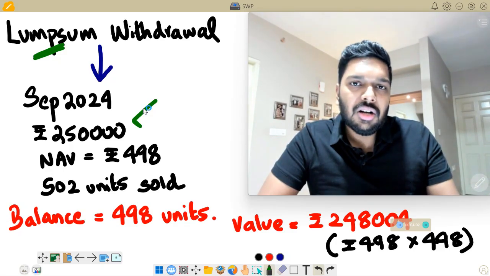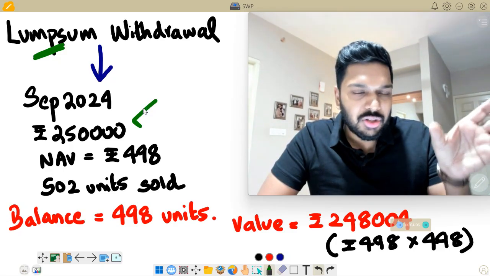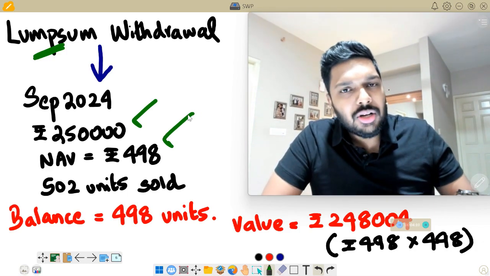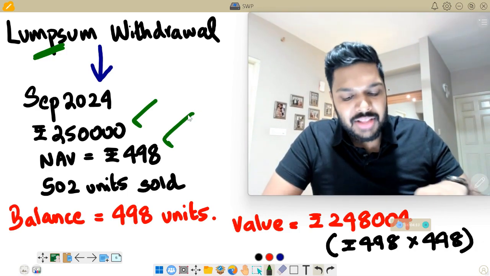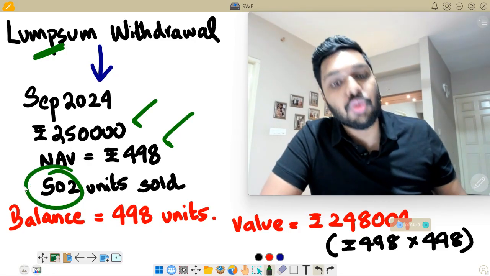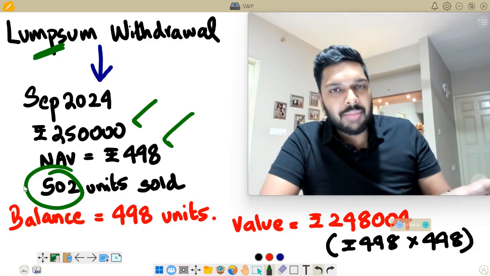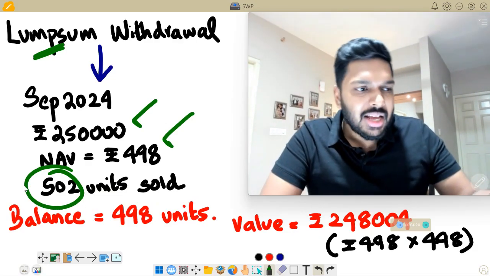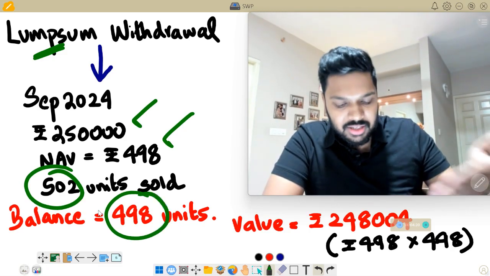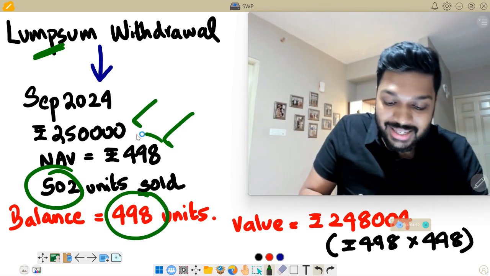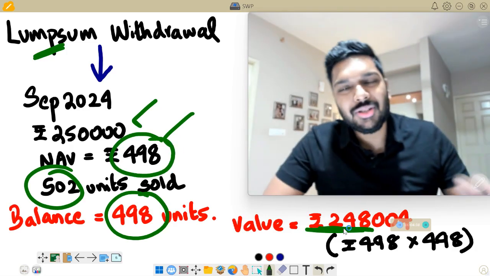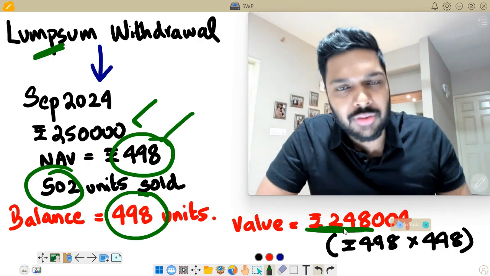The NAV, or the value of one unit of mutual fund, is 498 rupees, for example. And because you want 2,50,000 rupees at the end of September and the value of one unit is 498 rupees, you have to sacrifice or sell 502 units in September. So at the end of September, because you started off with 1000 units, you are left with a balance of 498 units. And the value of this balance, that is 498 units into 498 rupees per unit, which is the NAV, you'll get approximately 2,48,000 rupees as your closing balance value at the end of September.